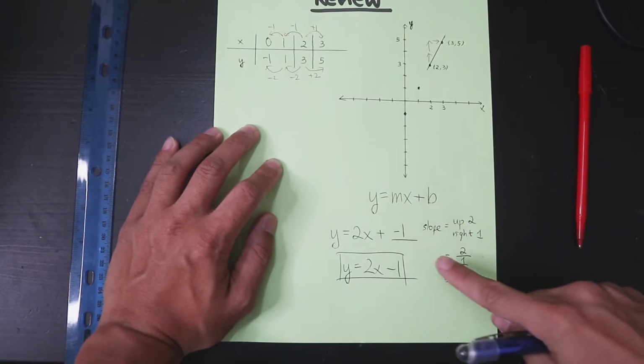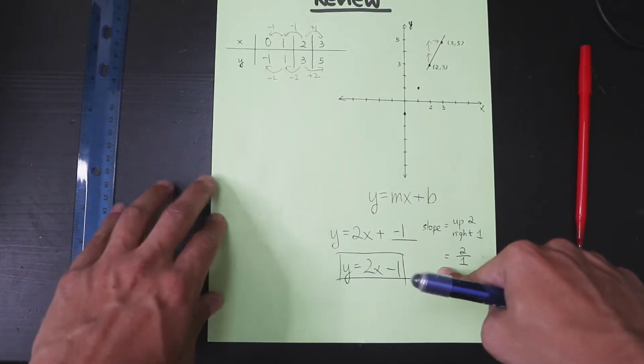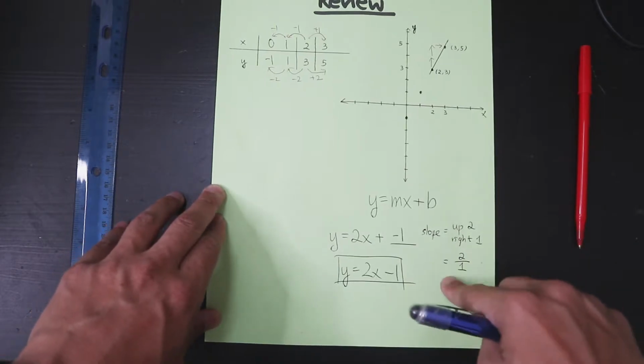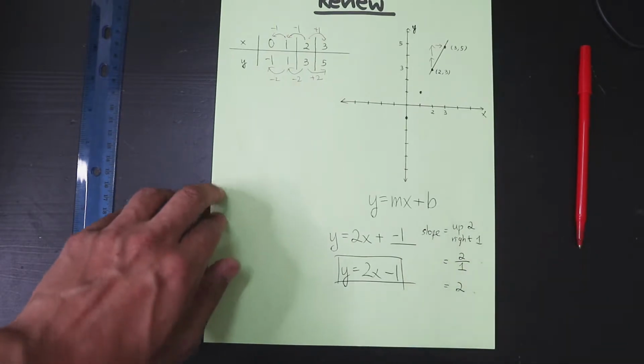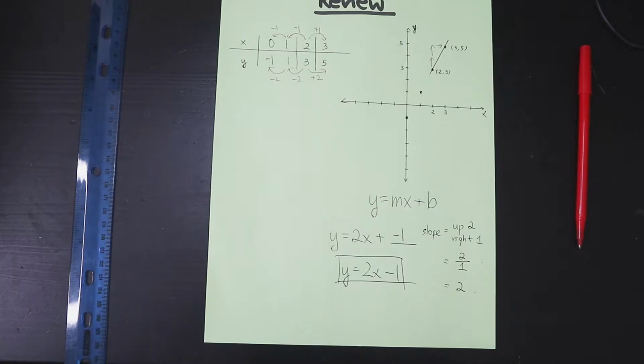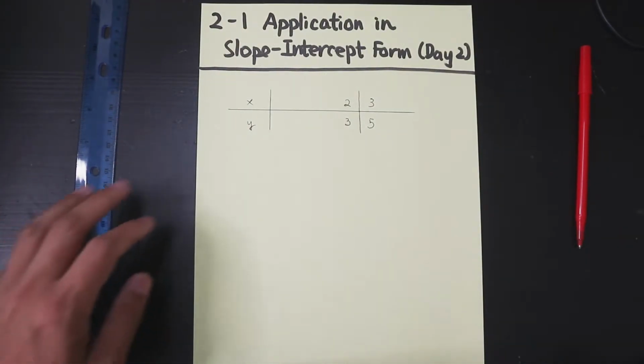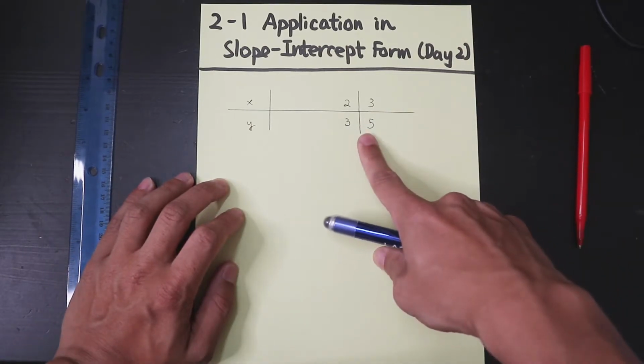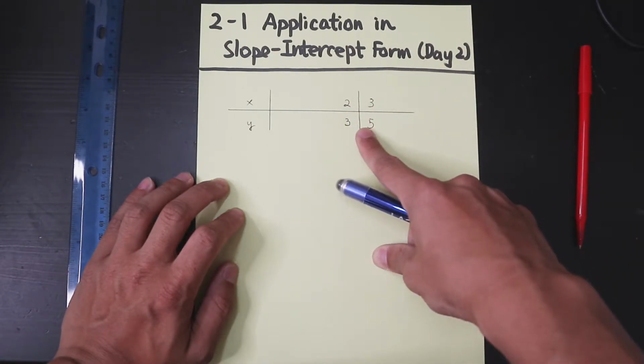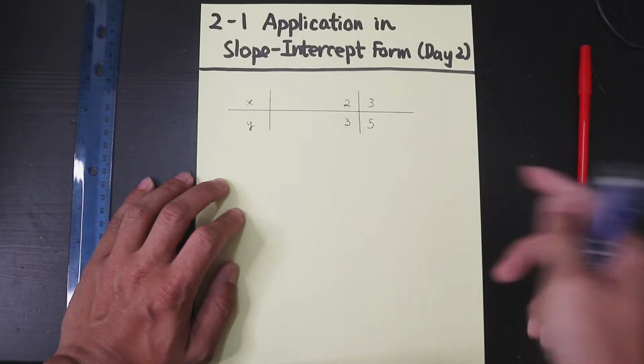Okay, and we're going to need this today to do our work on our word problems for day 2 of 2-1, slope-intercept form. In 2-1 applications in slope-intercept form day 2, we're going to revisit the same table. Remember these numbers from the review, 2, 3, and 3, 5, right?